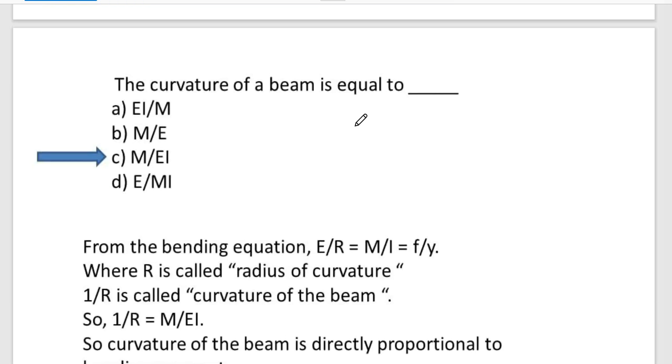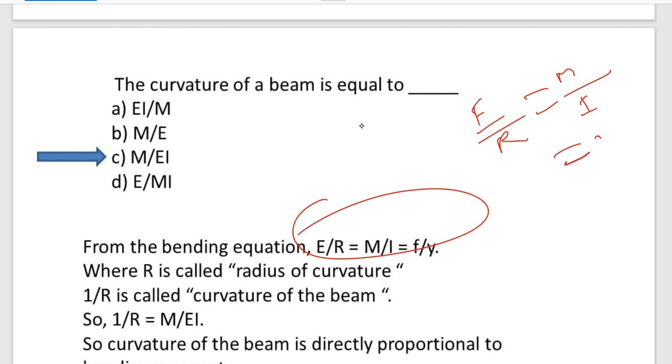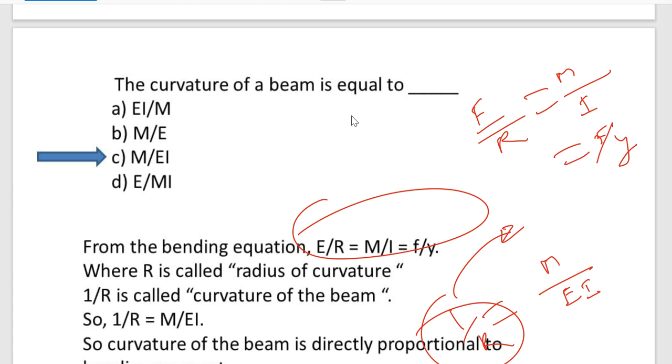Next, question number 7 asks: the curvature of the beam is equal to. So curvature of the beam is basically M by EI, because your formula is E by R is equal to M by I is equal to F by Y. So they are asking what is the curvature? Curvature is basically M by EI, because 1 by R is M by EI, and 1 by R is known as the curvature of the beam, right?